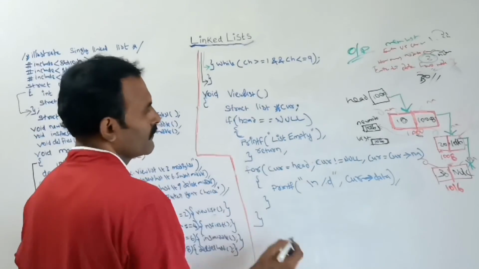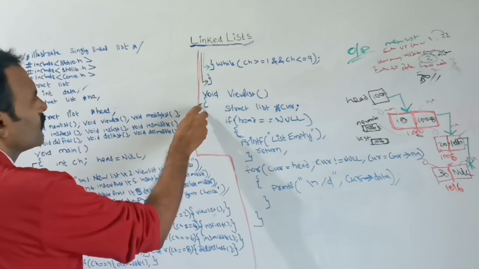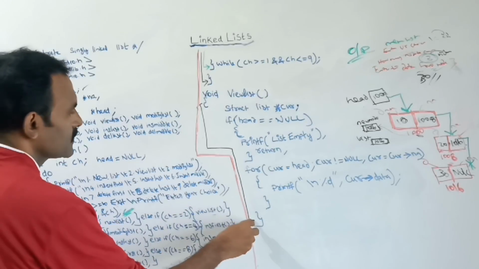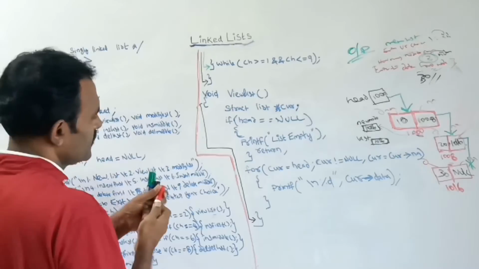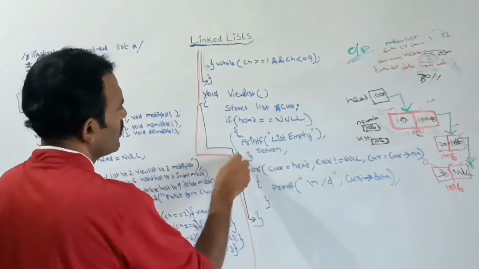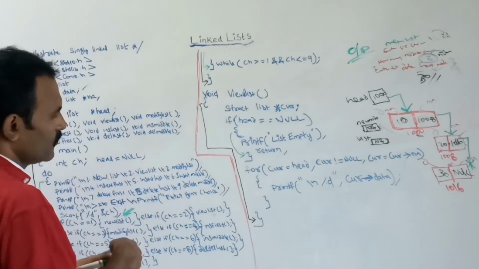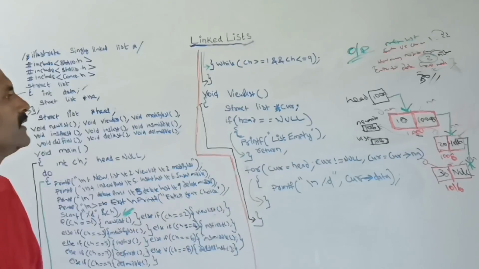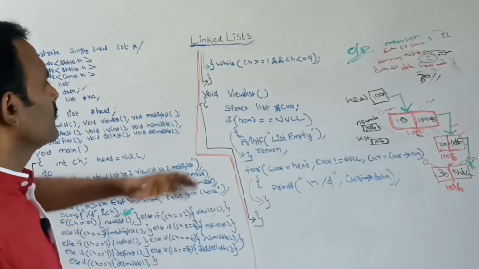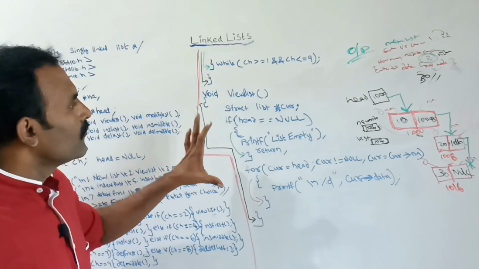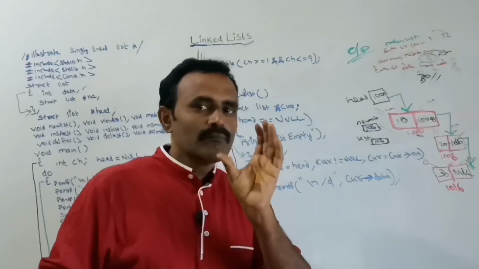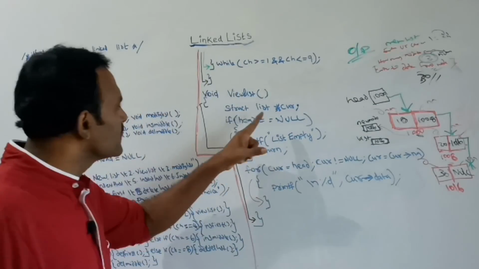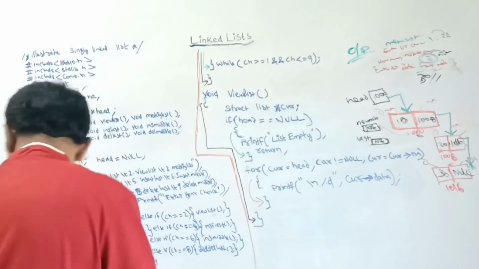This is the open brace. Next I am closing here, the if condition. Next this one, the for loop. See here, in this function, totally how many pointer variables were there? Here CUR, this is one variable.